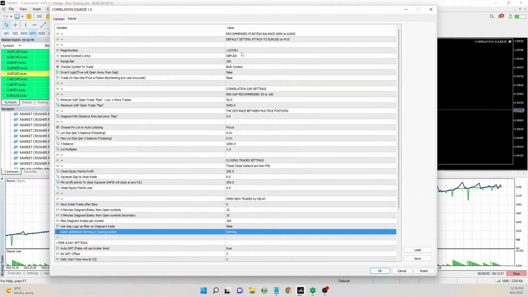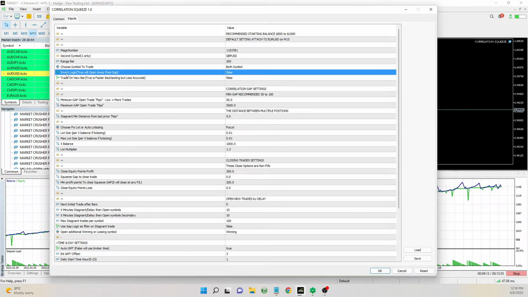Now let's look at the rest of the settings. We have invert logic. False means that it's going to open up a trade in the direction of the gap. So if the British pound price is above the Euro USD, British pound will open sells, Euro USD will open up buys. If you put this on true, it's going to open up reverse. If it's above, it's going to open up buys. If it's below, it's going to open up sells. So it's going to look for the gap to expand.